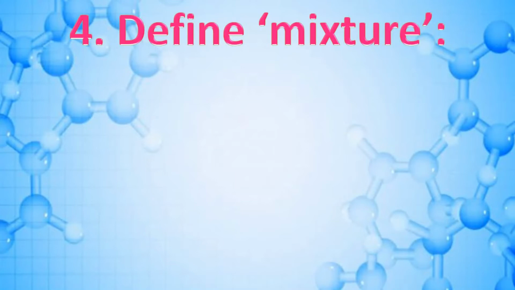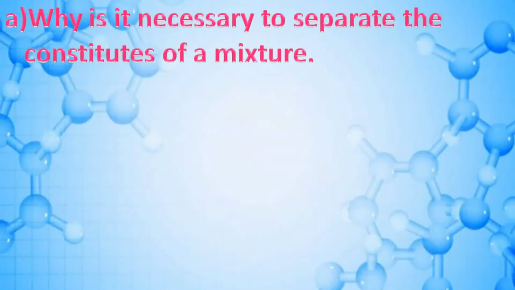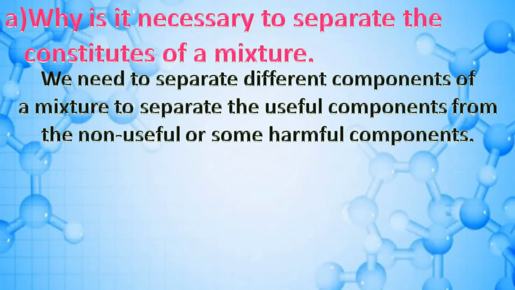Define mixture. Answer is: in chemistry, when two or more substances mix with each other without participating in a chemical change, the resulting substance is called a mixture. Next question. Why is it necessary to separate the constituents of a mixture? Answer is: we need to separate different components of a mixture to separate the useful components from the non-useful or some harmful components. Next question.